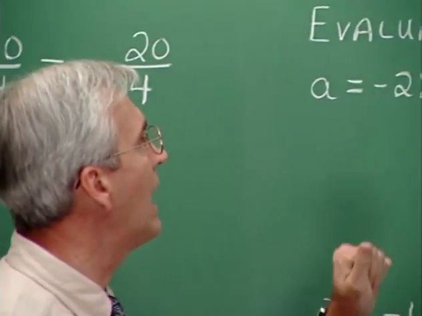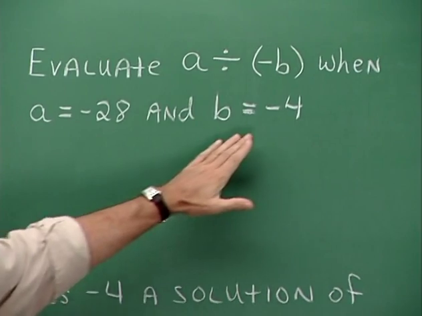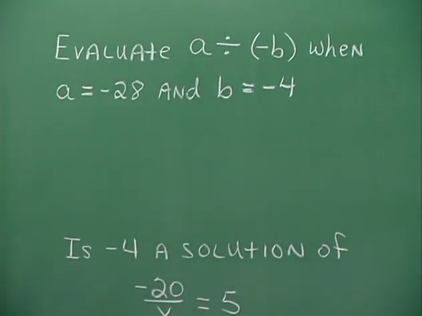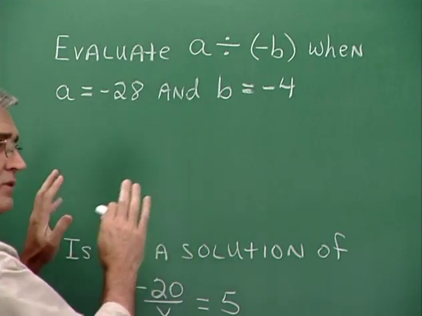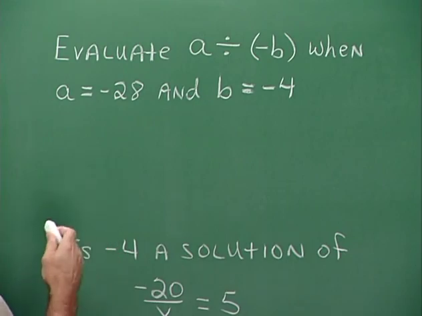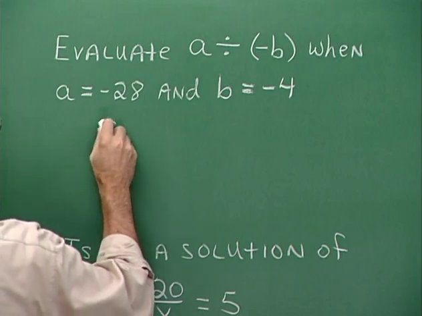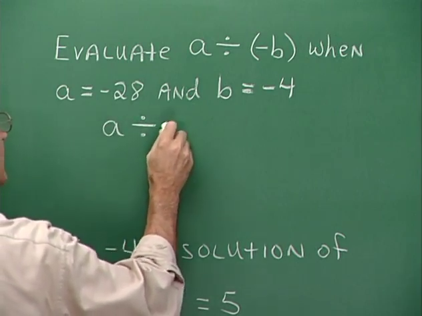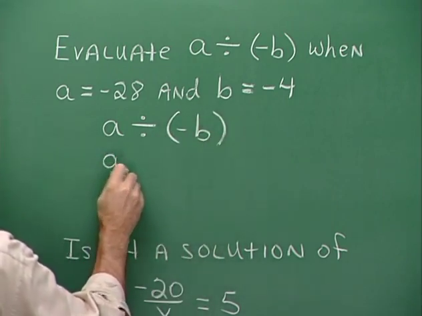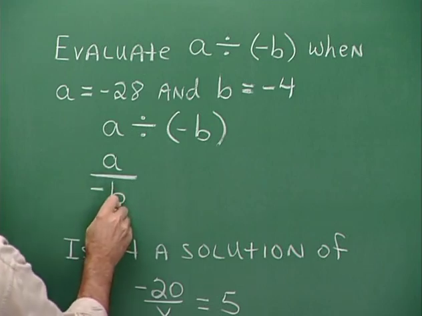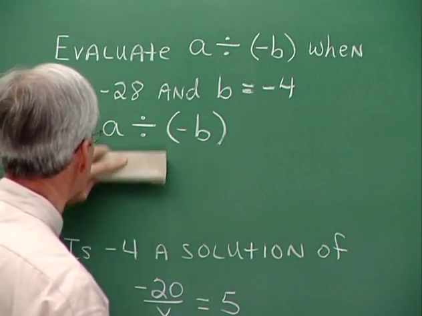Suppose we want to evaluate a divided by negative b when a is negative 28 and b is negative 4. And we've seen this a number of times before, and the trick is the introduction of signs and the convolution that is caused sometimes by introducing extra signs into a problem like this. Here we would begin with a divided by negative b. Now I'm just writing it the way that it is above, but I could write this as negative a divided by b like this, and it would be just fine. But let's stay with this form and see how it turns out.